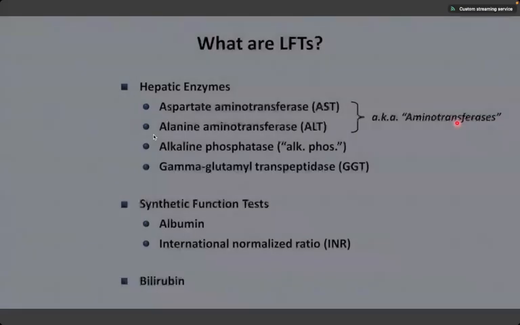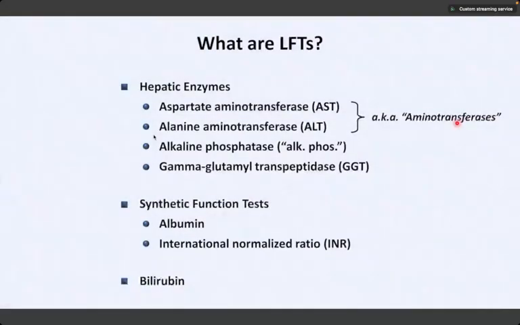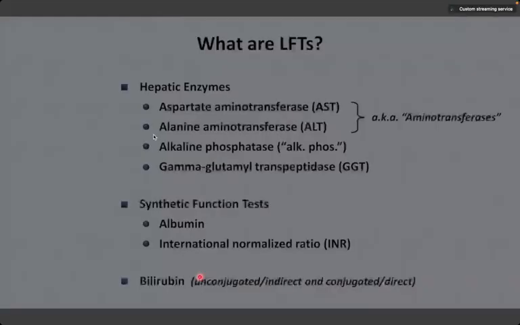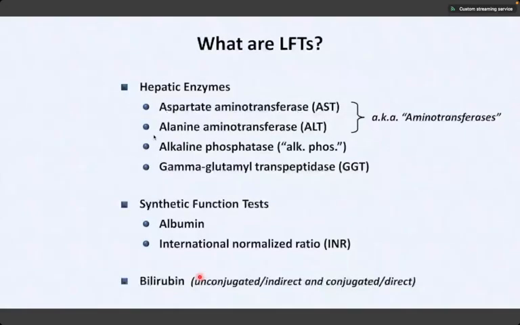Okay. Now, tests of synthetic function. This is, well, how well can the liver synthesize new compounds, particularly proteins, including albumin, and something which we call the international normalized ratio, the INR. And lastly, bilirubin is subdivided into unconjugated bilirubin, which is also indirect, and conjugated or direct fractions.